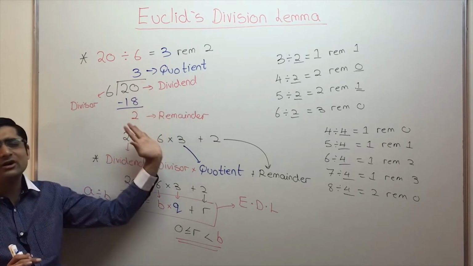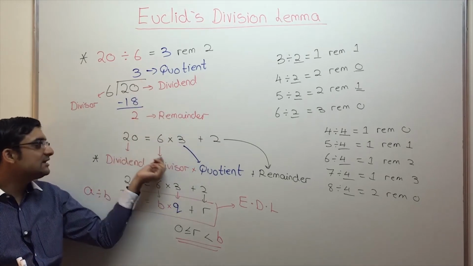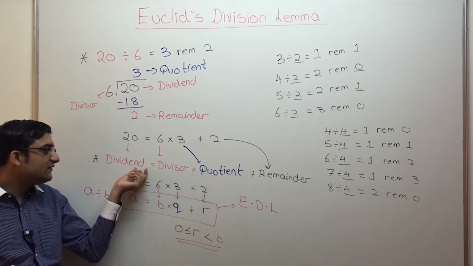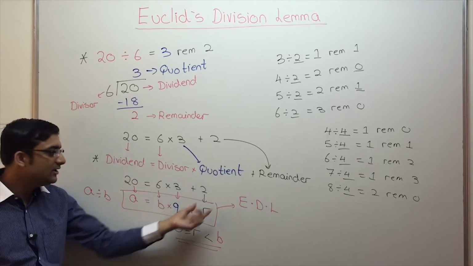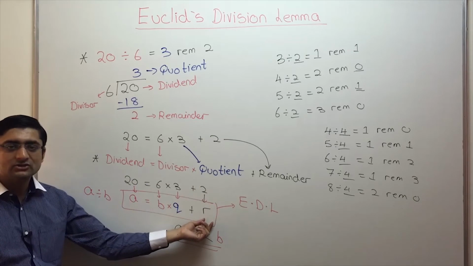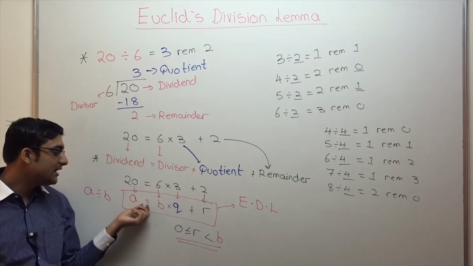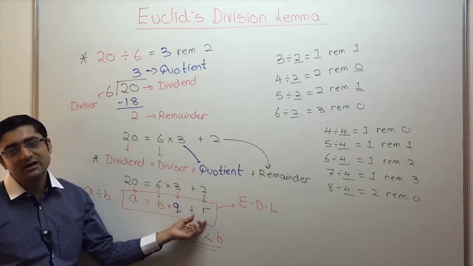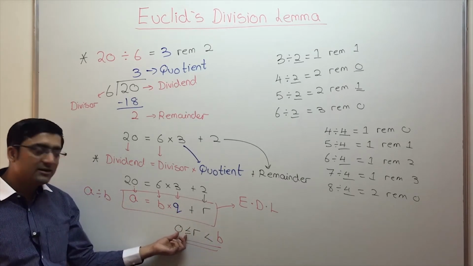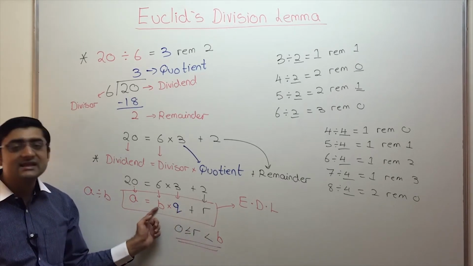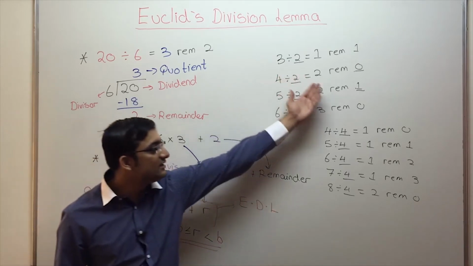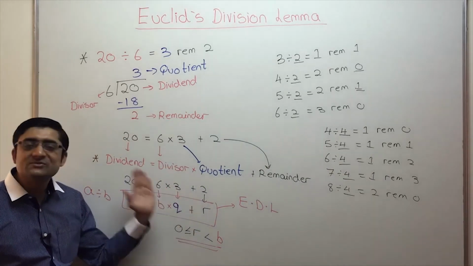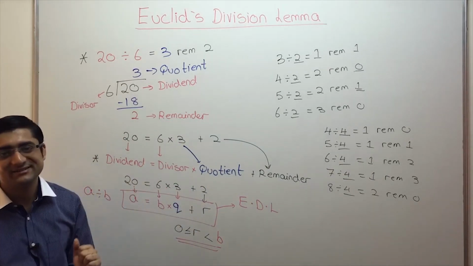It is basically a long division process. That is, dividend is divisor into quotient plus remainder. This is what is Euclid's division lemma. So instead of dividend and divisor, we just put a and b, quotient is q, remainder is r. So for any two integers a and b, a is equal to b into q plus r, where a and b are the integers, q is the quotient, r is the remainder. Remainder is greater than or equal to 0 but always less than the divisor. So this is the concept of Euclid's division lemma.